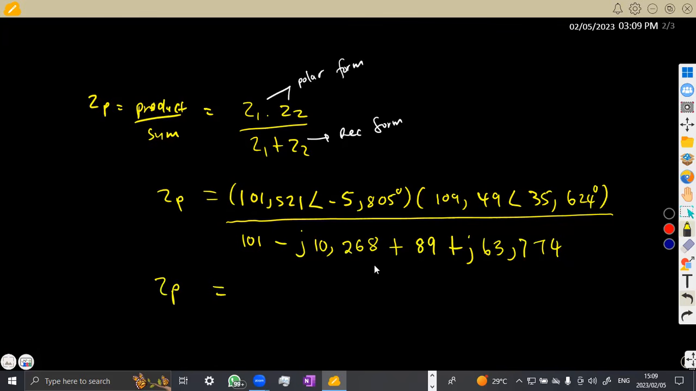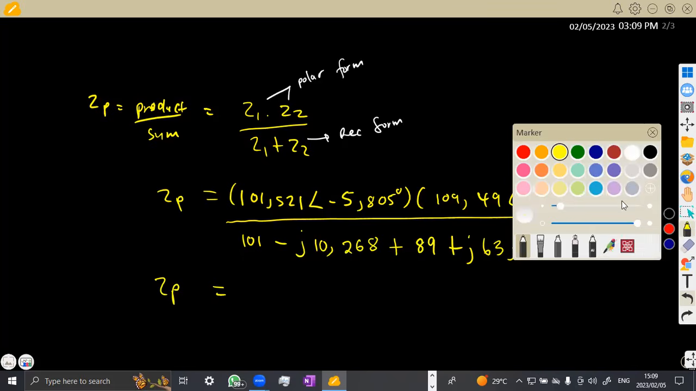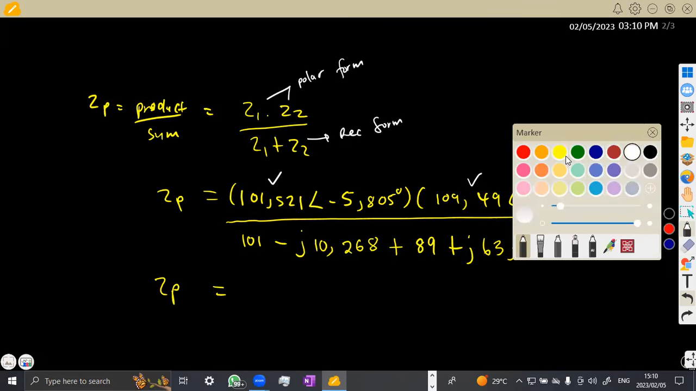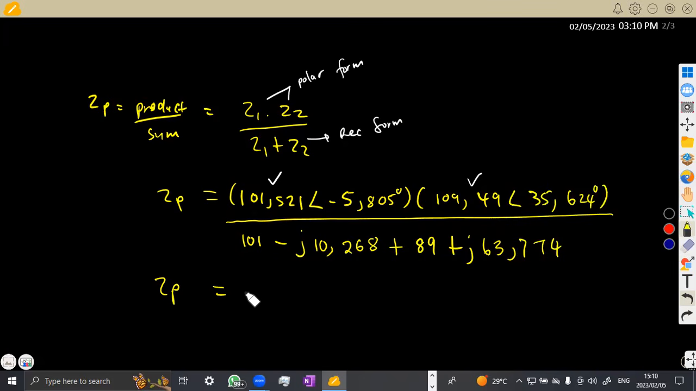And we know that in polar form, this is the reason, because if you are to multiply in polar form, you multiply the numbers together. In this case, if you multiply these numbers, you're going to obtain something like 111,534. Then what happens with the angles? You add these angles, okay?